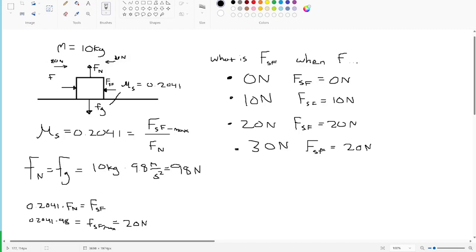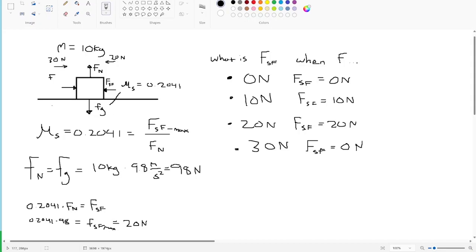Well, if we apply 30 newtons of force this way, and the force of static friction is going to try to oppose that with 20 newtons, we can see that 30 newtons is greater than 20 newtons. So you're going to have a net force of 10 newtons. And since there's a net force, there's going to be an acceleration of this mass. And if there's an acceleration, this block is moving. Static friction only exists when an object is not moving. So in this case, the force of static friction is going to be equal to 0 newtons.